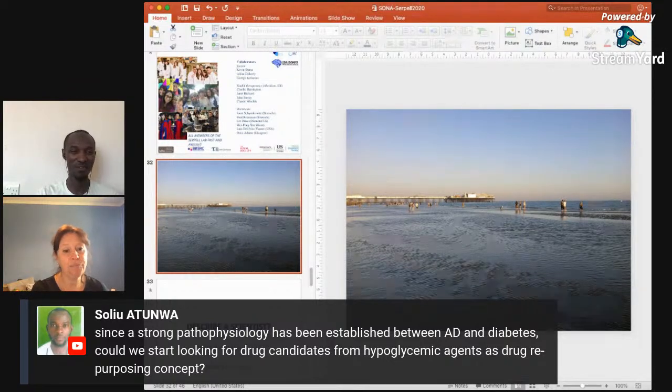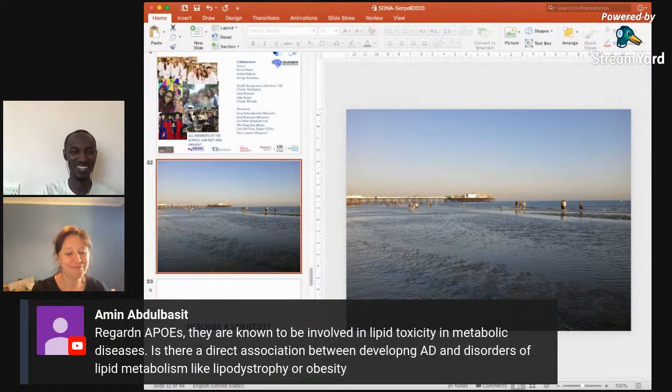Yeah. Okay. Seems like a lot of people were quite fascinated by the presentation, lots of questions, which is good. So we've got another question from Amin. He said, regarding ApoEs, they are known to be involved in lipid toxicity in metabolic diseases. Is there a direct association between developing AD and disorders of lipid metabolism, like lipodystrophy or obesity?